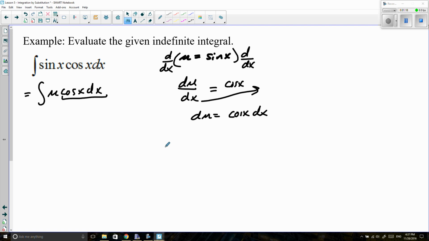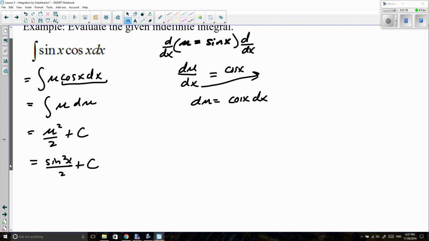Okay, so I'm going to make that substitution now. So u cos x dx is really u du. So this is actually pretty easy to integrate, because all we're going to get here is u to the power of 2 over 2 plus c, where u was originally sine x. So pretty much that's my integral right there. I mean, there's my answer. So it really didn't require a lot of steps there.